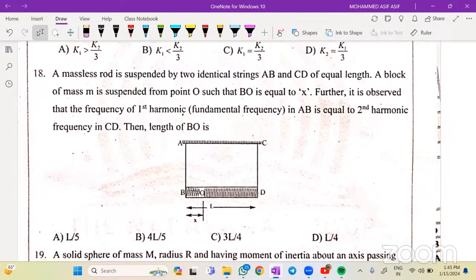And massless rod, ये भी डायरेक्ट क्वेश्चन है, isn't it? इसमें क्या है, यहाँ पर देखो: massless rod is suspended by two identical strings A, B and CD of equal length.